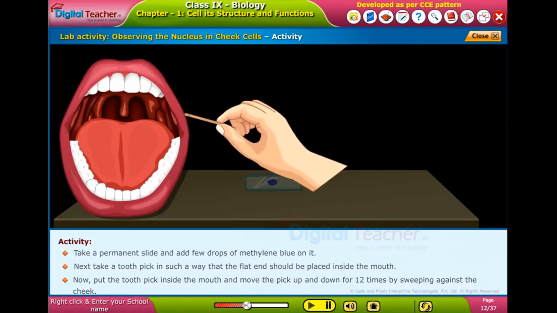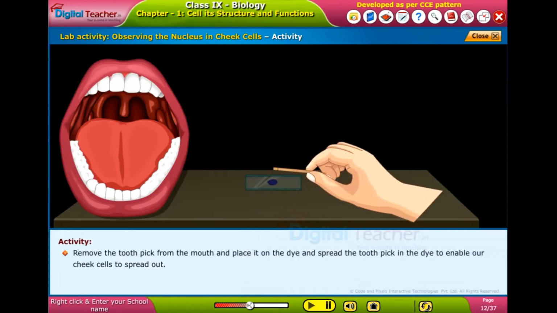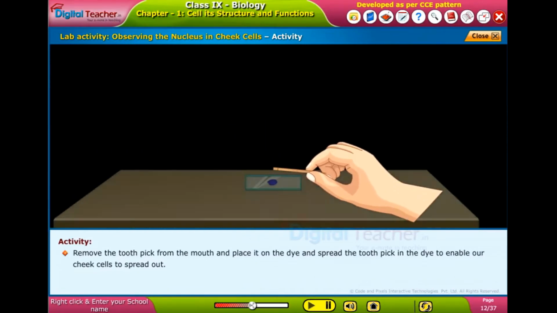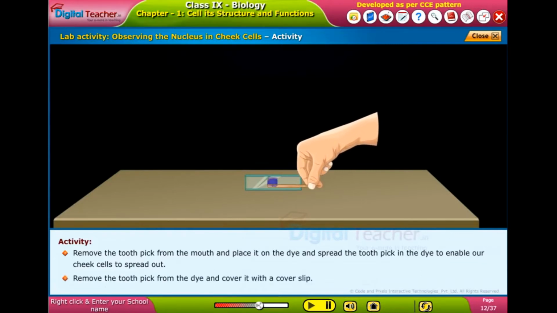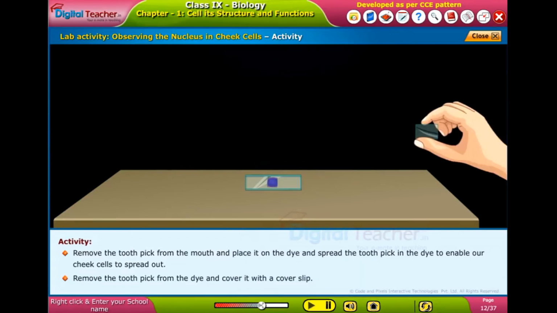the cheek. Remove the toothpick from the mouth and place it on the dye and spread the toothpick in the dye to enable our cheek cells to spread out. Remove the toothpick from the dye and cover it with a cover slip.